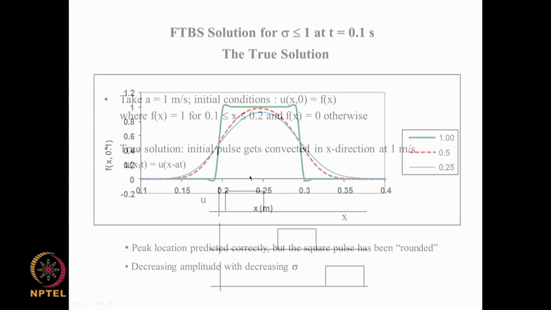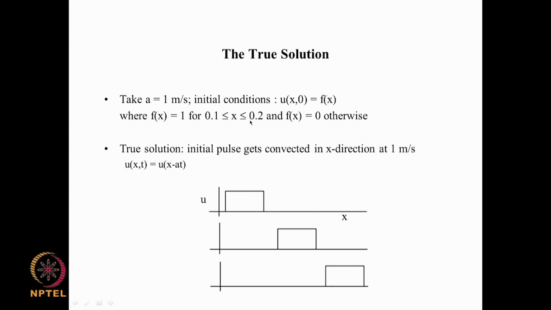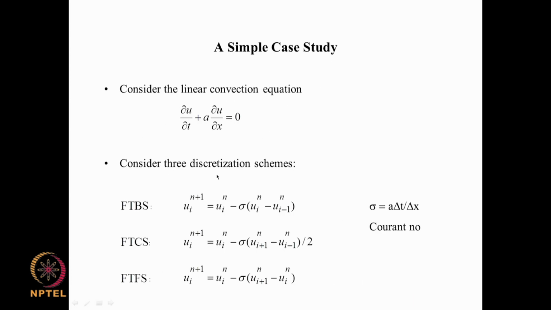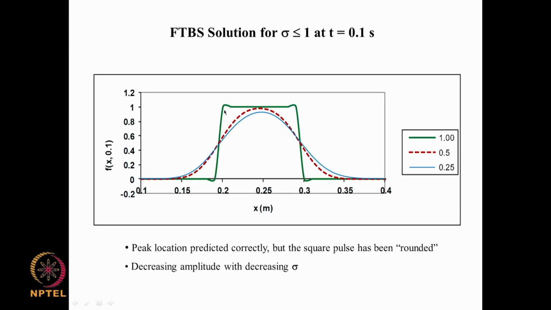You can see that as part of the initial guess, we gave the pulse to be 0.1 to 0.2, and in 0.1 seconds it would have moved by 0.1 meters. So, it would have gone from 0.1 to 0.2 to 0.2 to 0.3, and that is exactly what we are getting, with the same value here. So, we are getting very nearly the exact solution, and whatever small changes there are, are because of the software. If you plot the individual values, you will see the exact solution being produced by this green line.